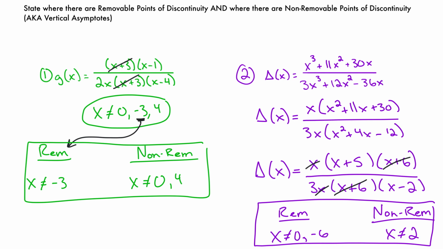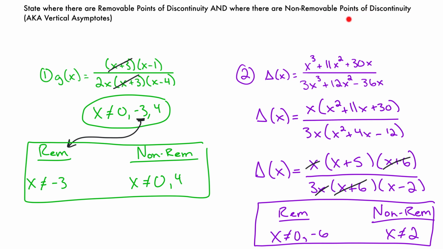Now the last thing I want to reiterate before I leave you is there is some more vocabulary of sorts. I just want you to be able to recognize it. I will put it in the instructions. But removable and non-removable are the terms I like to use because it hints at what you're going to be doing, either removing or not removing. They do have other names. Removable is also referred to as a point of discontinuity.